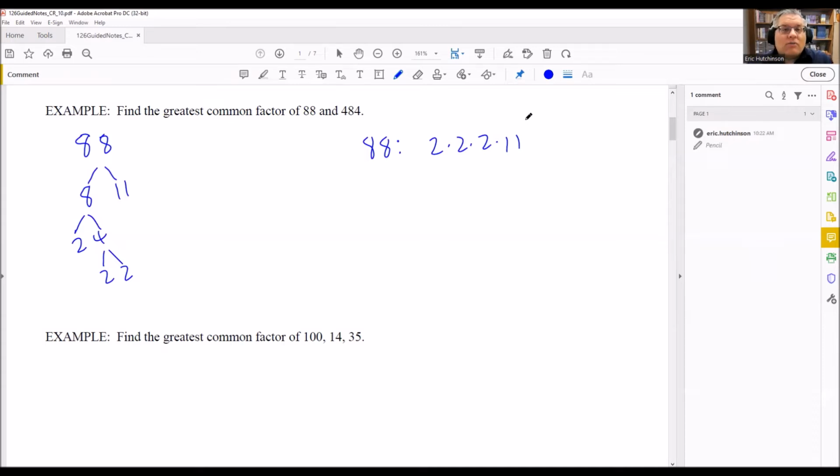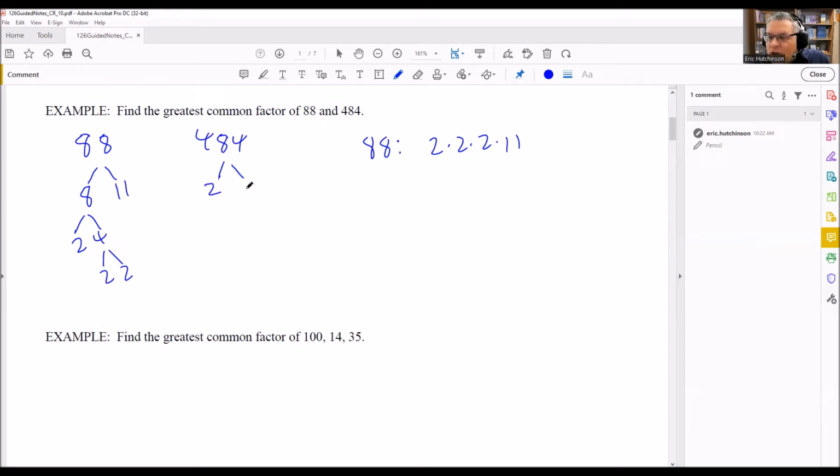Okay, so now we're going to do the same thing for 484. Now, if you're not sure what goes into a larger number like this, you can always begin by dividing it by 2, since the last number ends in a 4, so it's even. So we could always divide that by a 2. So let's do that first.